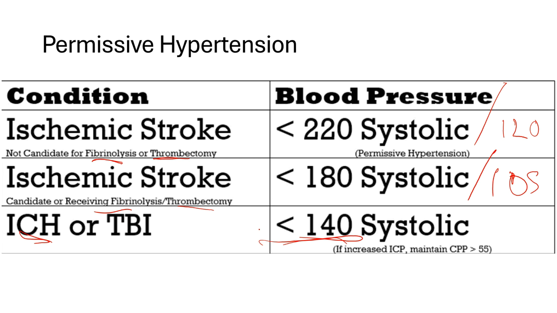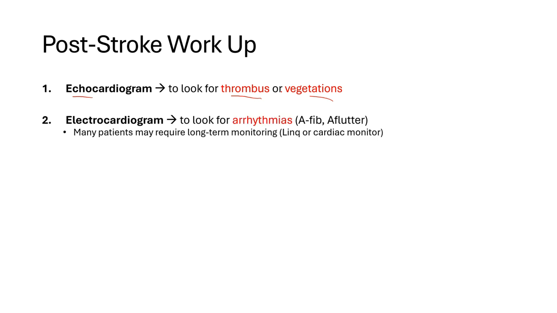Now, once we diagnose someone and we treat them and we allow for permissive hypertension, thrombectomy, etc., what exactly do we do? The next step is going to be to prevent another stroke from occurring. Why do we do this? Well, remember, individuals who get one stroke are at greatest risk of getting another stroke. Thus, we typically do a workup to see what can we treat to prevent. This consists of an echocardiogram where we look for thrombus or vegetations in the left ventricle, which may lead to further clots, and we treat as needed.